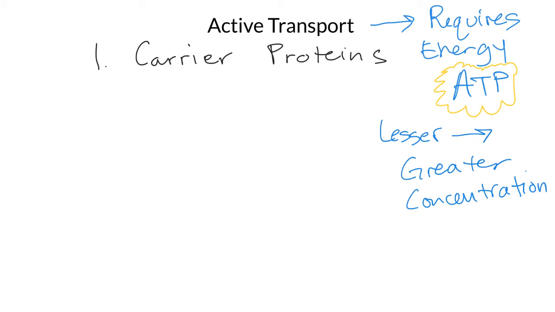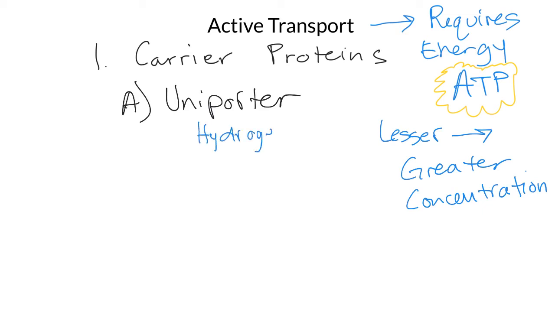All right, so one of the ways this happens is through carrier proteins, and there are 3 types. Well, there's lots of different types, but there are 3 types that we talked about. A uniporter. In a uniporter, you're just taking one substance and transporting it across the membrane. So an example of a uniporter is a hydrogen pump. And we'll talk about hydrogen pumps later. All they do is they take hydrogen ions and they pump them across the membrane using ATP.